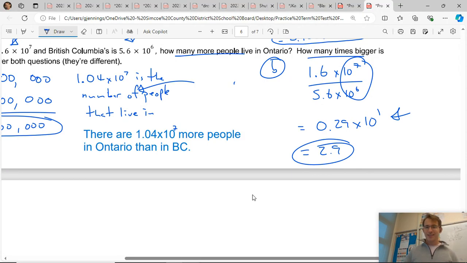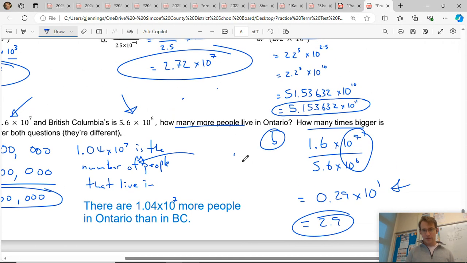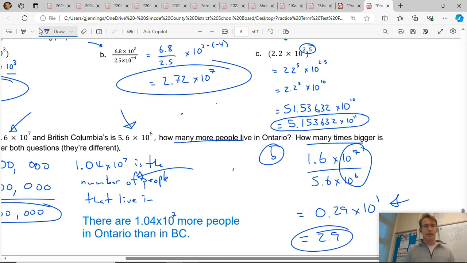So those are all the skills in the exponential section. If you can do that, then you are on the team for exponents. And those are all the sort of mild, medium level stuff. Any questions? Come visit me at lunch or in class.